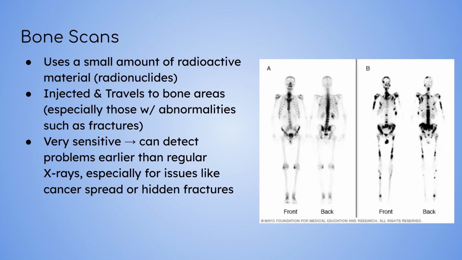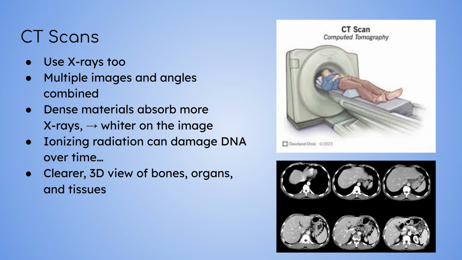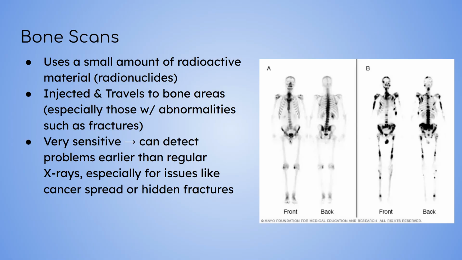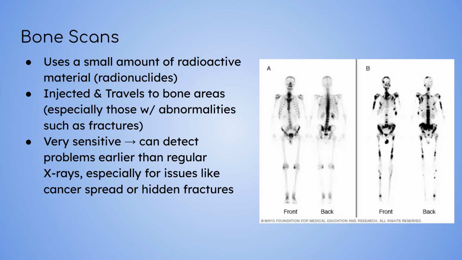And the last thing I want to say is that all of these do use radiation. If that is a question, please keep that in mind. The bone scan uses radioactive material, radionuclides. The MRI uses radio waves, and then the CT and X-ray scans use ionizing radiation. So they all use some type of radiation. However, the bone scans and MRI are less likely to cause damage because of the radiation. So just keep that in mind. But that's really all I have for these four diagnostic tools.